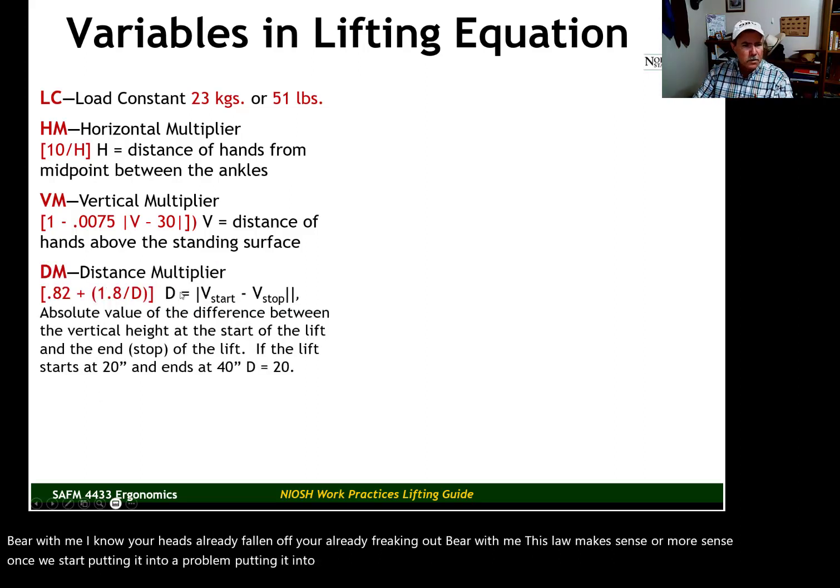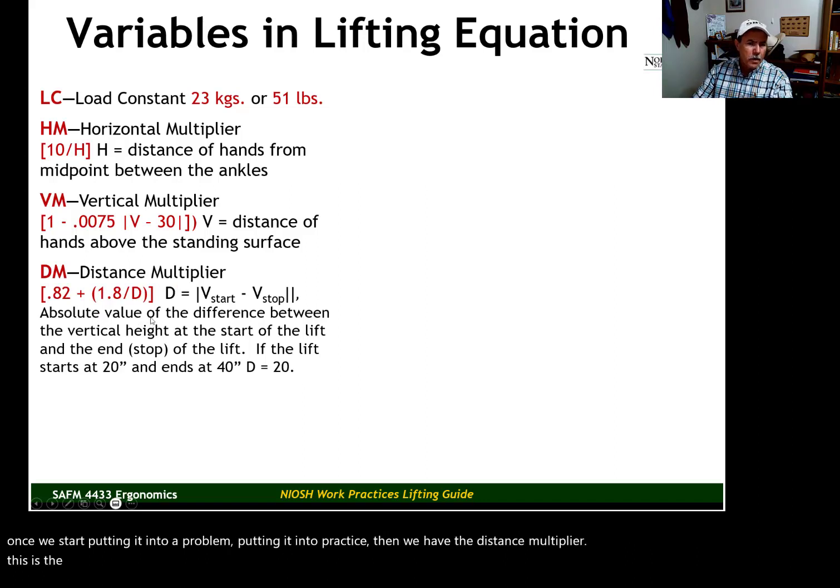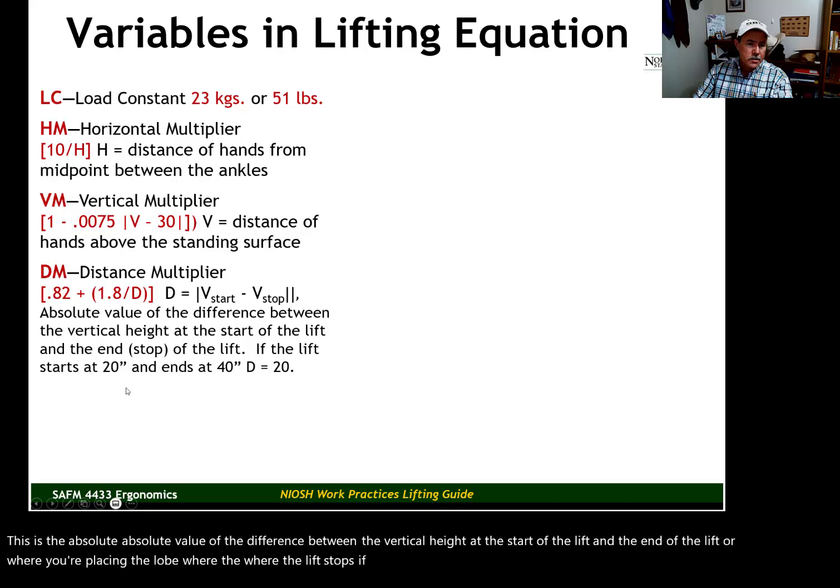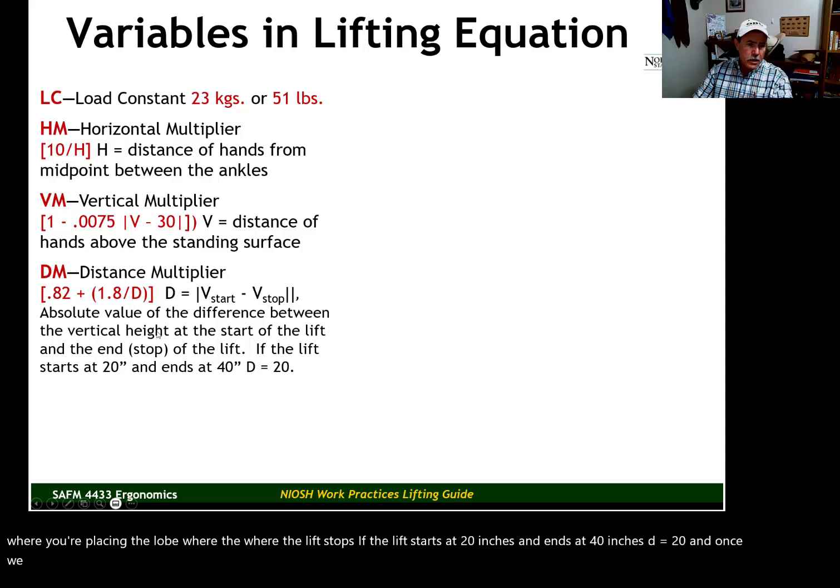Then we have the distance multiplier. This is the absolute value of the difference between the vertical height at the start of the lift and the end of the lift, or where you're placing the load, where the lift stops. If the lift starts at 20 inches and ends at 40 inches, D equals 20. And once we have the value for D, we plug that into this term.